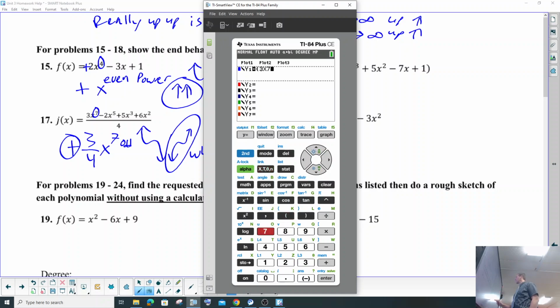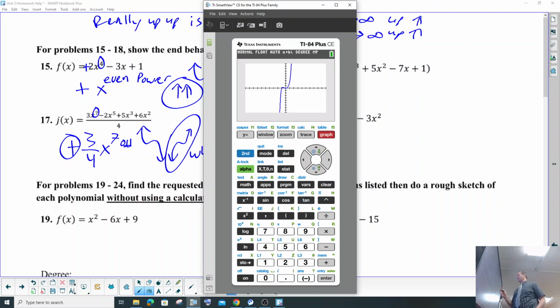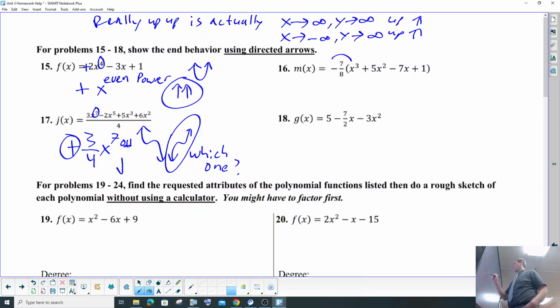3x to the 7th power, right? If I put it all in parentheses, so 2x to the 5th power, plus 5x to the 3rd power, plus 6x squared, close parenthesis, all divided by 4. I did it! Let's see what that looks like. Look at that one. So it is like that one. So it goes down, and then it goes up. Just as we said, down then up.